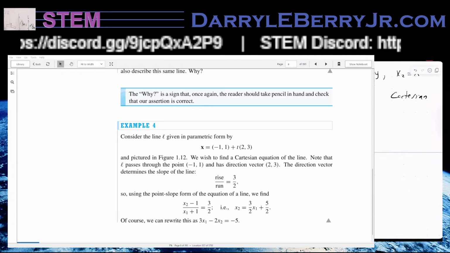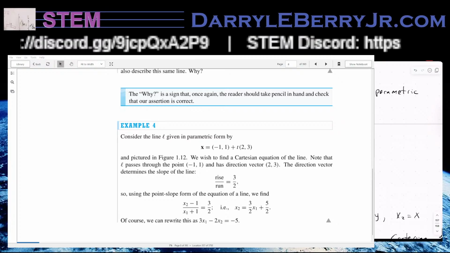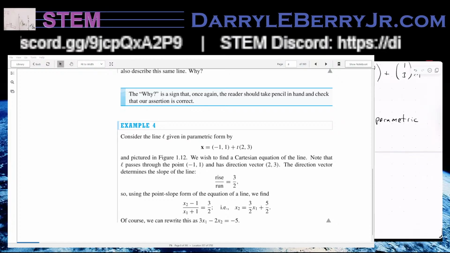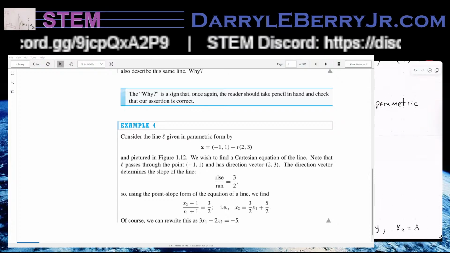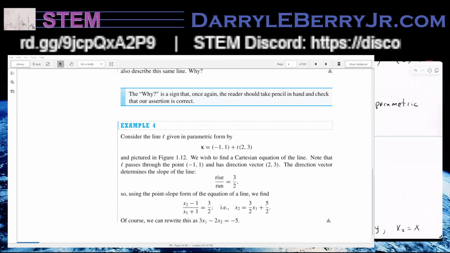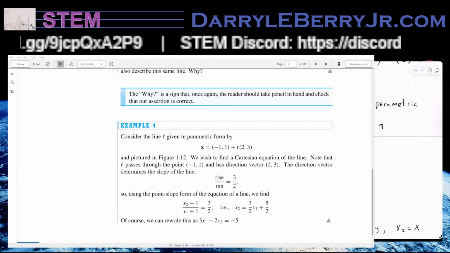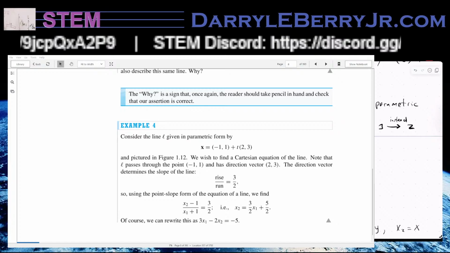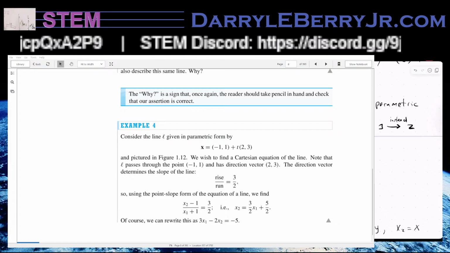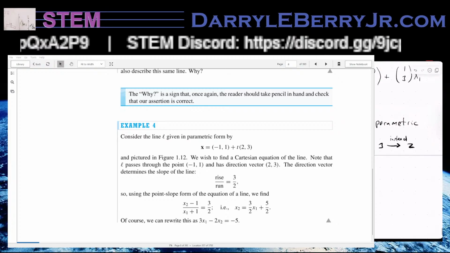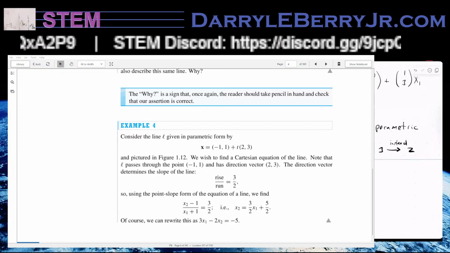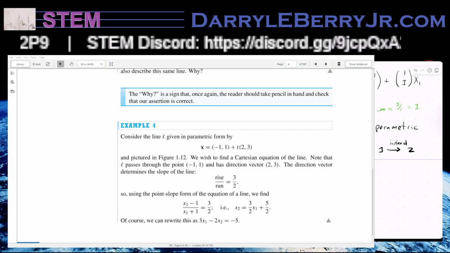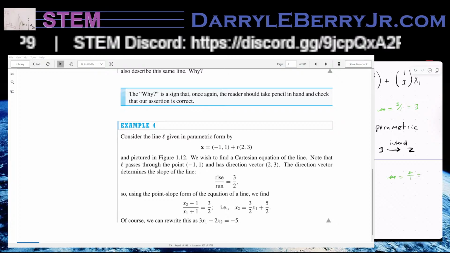So basically, the direction vector v, oh, I made a mistake and rewrote my 2 as a 3, but I'll just let that 3 instead be 2. Doesn't matter what the number is. But when you're dealing with the vector itself, m equals 3 over 1 equals 3, or m equals 2 over 1 equals 2.